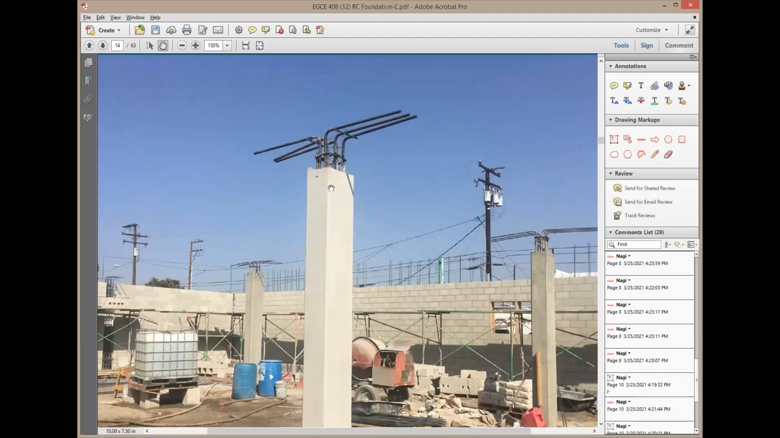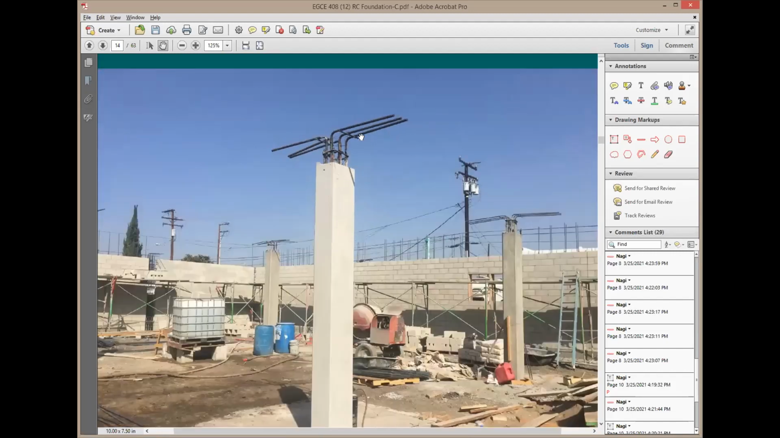So we have some dowels, we have some hooks with some good length here to provide this good connection between the concrete slab and the column.